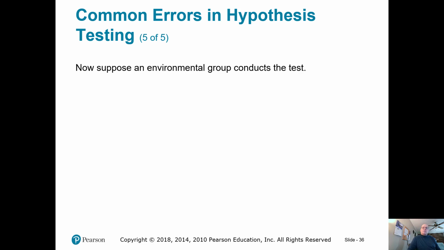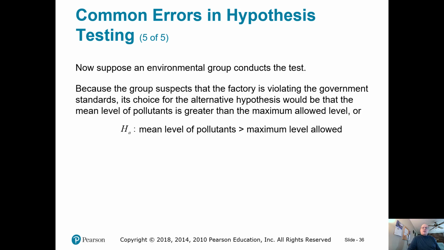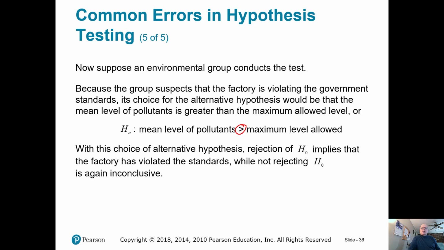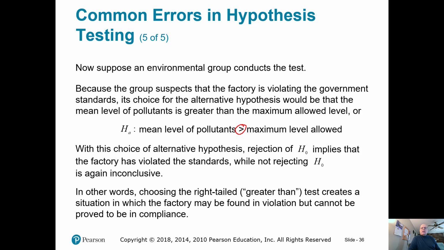But if an environmental group conducts the test, they might do it a little bit differently. This would be their null hypothesis, or their alternate hypothesis, sorry. And they're suggesting, in other words, that we're polluting too much. Check that out. So it's quite different depending on which way you look at it to begin with. The right-tailed test creates one situation, the left-tailed test creates another situation.